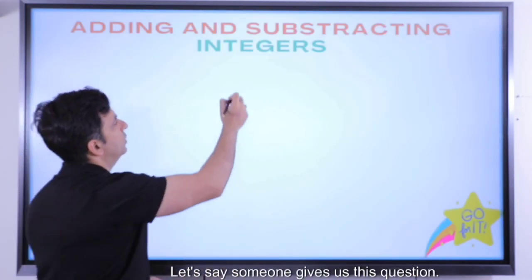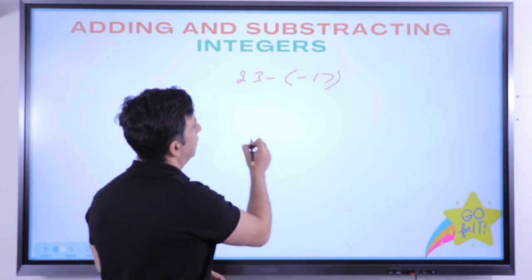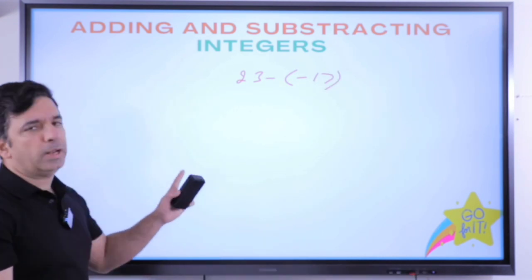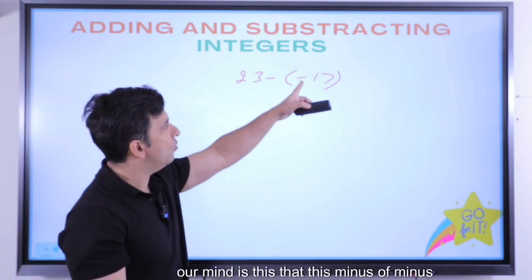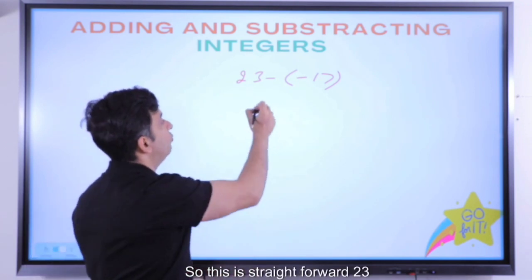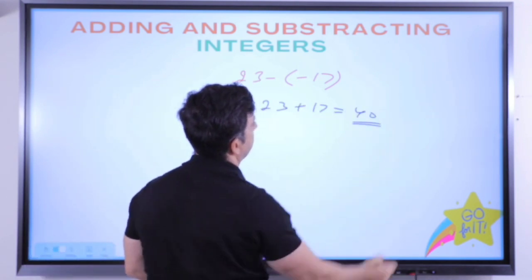Say someone gives us this question, 23 minus 17. Now the interesting part that we all need to keep in our mind is this, that minus of minus simply becomes plus. It directly becomes positive. So this is straightforward, 23 plus 17, which is 40.